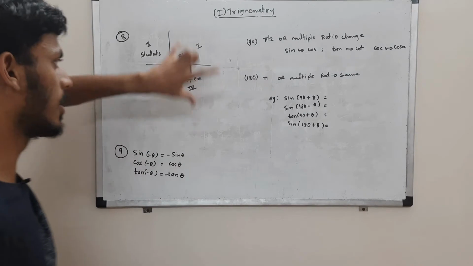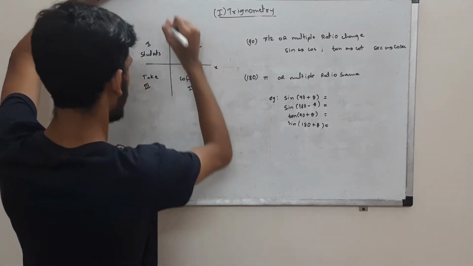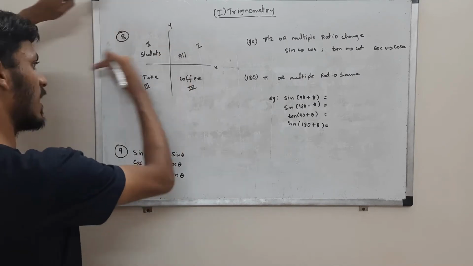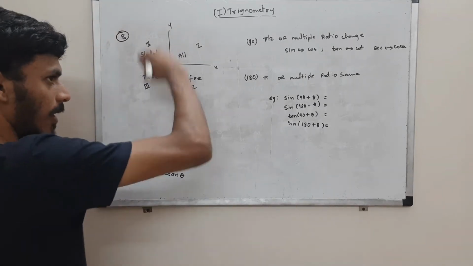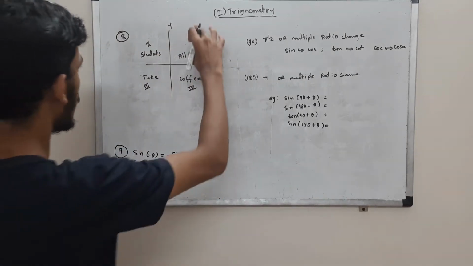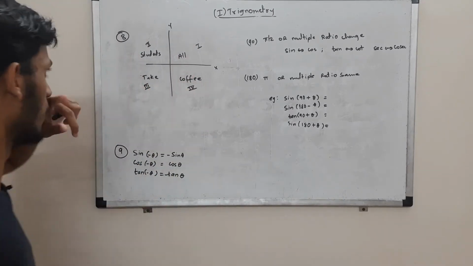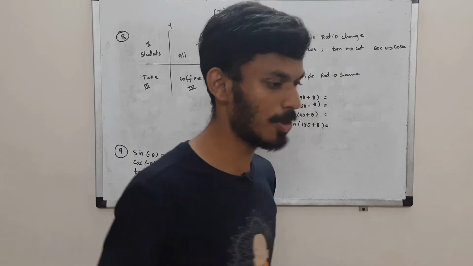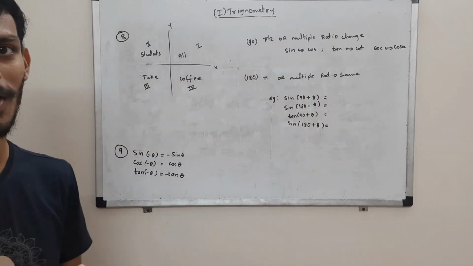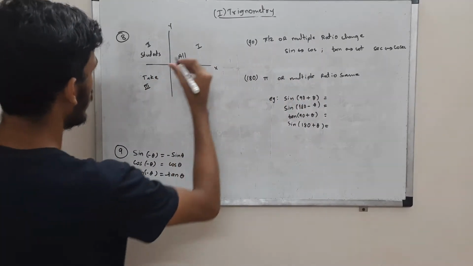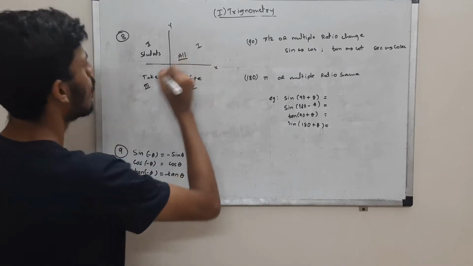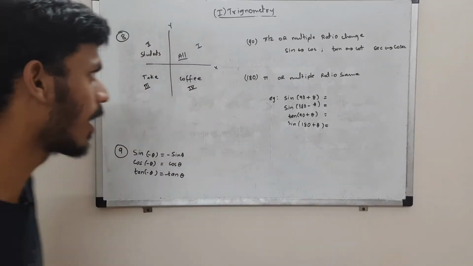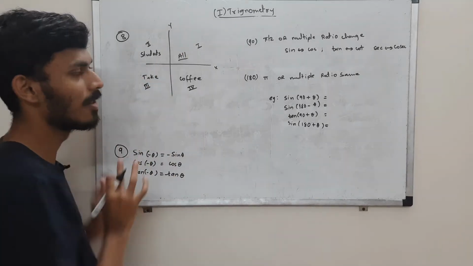Your basic coordinate geometry. This is the x-axis and this is the y-axis. Positive x, positive y, negative x, negative y. So this is the first quadrant, second, third and fourth. "All students take coffee" is a phrase used to remember which ratios are positive in which quadrant. In the first quadrant it says all, so all the six ratios, sine, cos, tan, cosec, sec, cot, are positive in the first quadrant.